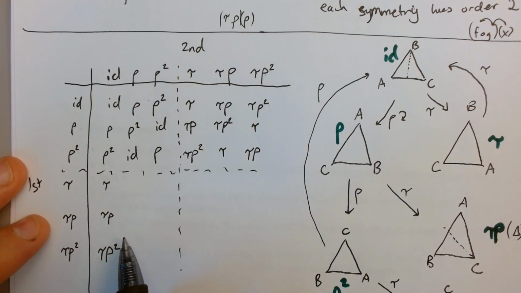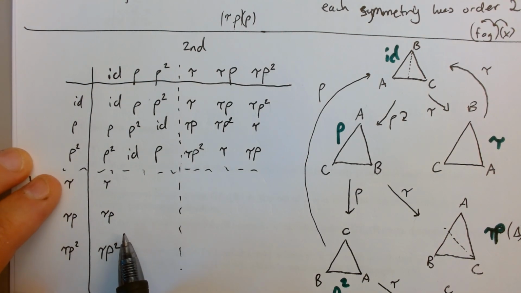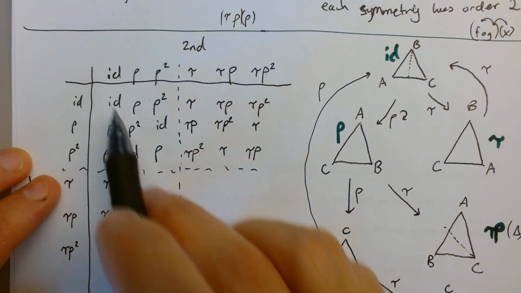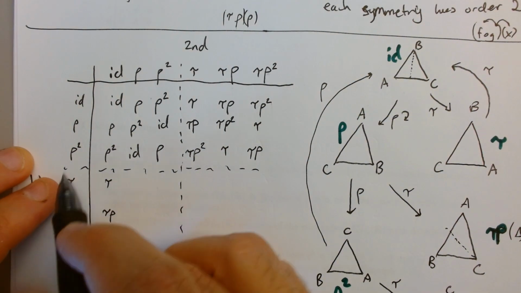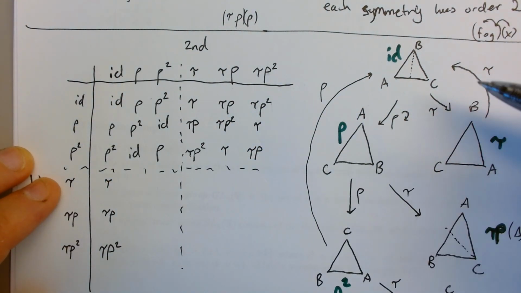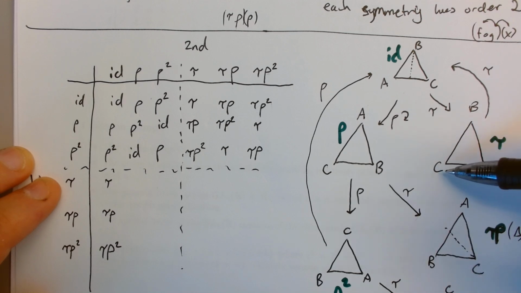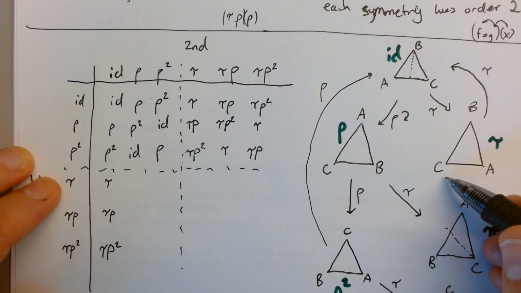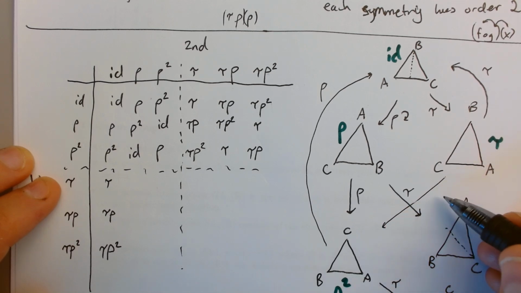Now this corner might be a little bit trickier, because we're going to do something involving tau first, and then things involving rho. So tau followed by rho. Let's sort of imagine this one. So tau first, and then rho rotates. So if I were to rotate here, B ends up here, A ends up here. So it looks like it goes here if I were to do a rho.